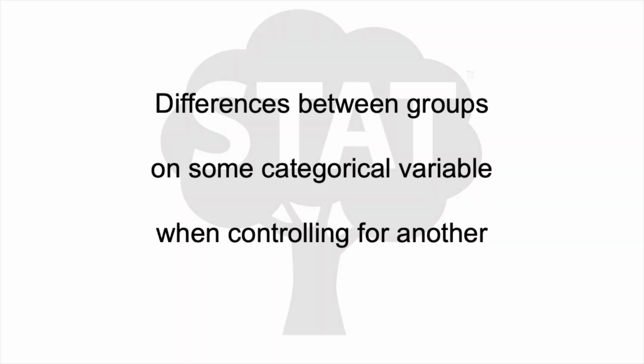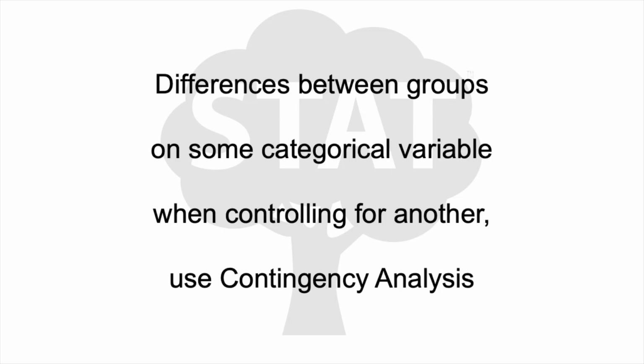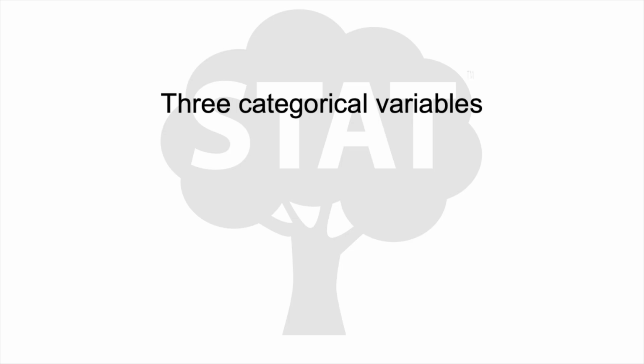To test whether there are differences between groups on some categorical variable, when controlling for a third categorical variable, the contingency analysis with chi-square test would be appropriate. You will need 3 categorical variables in order to run this test.